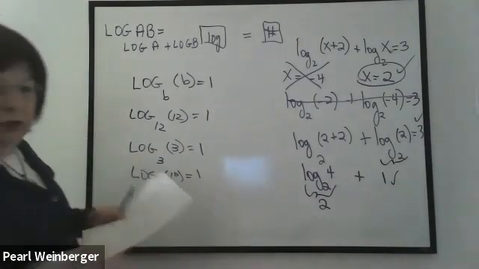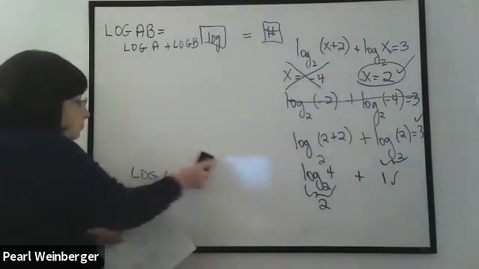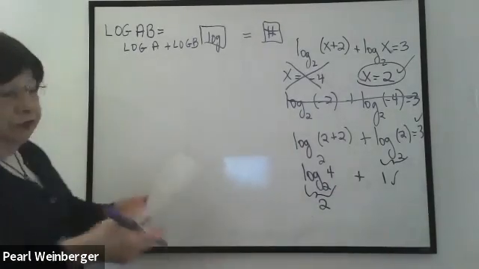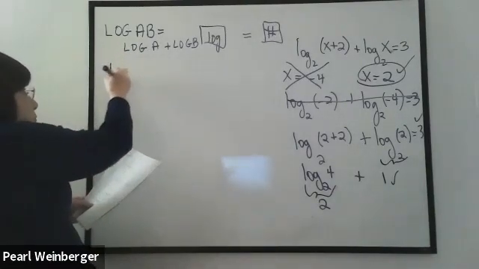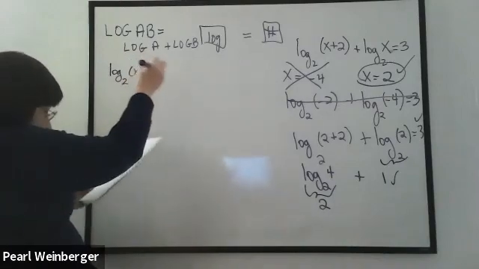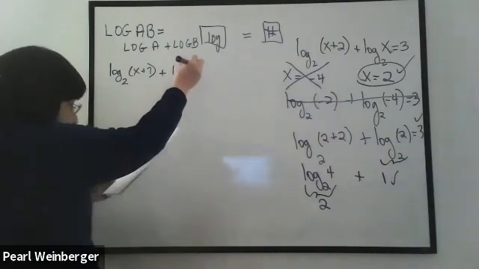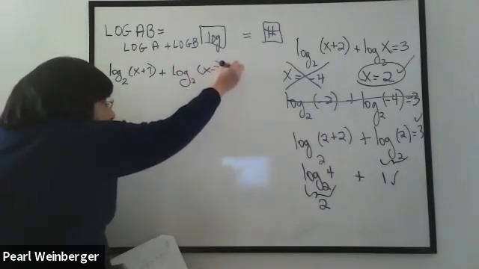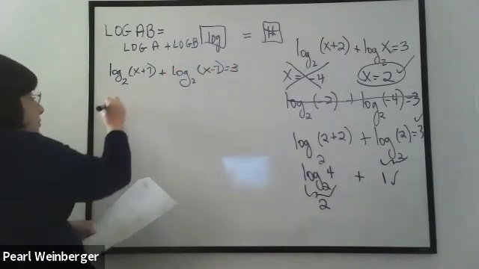Okay, here's the question. This is off the final, so I'm going to give it as a multiple choice. It's log base 2 of x plus 7 plus log base 2 of x minus 7 equals 3. And here are your choices of answers.